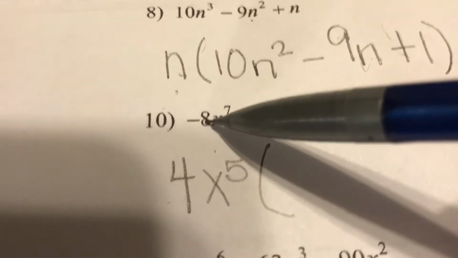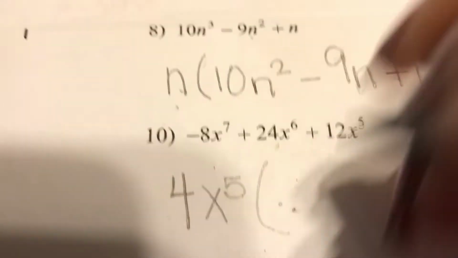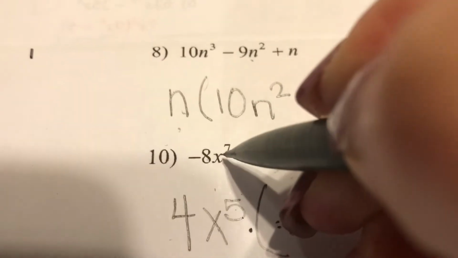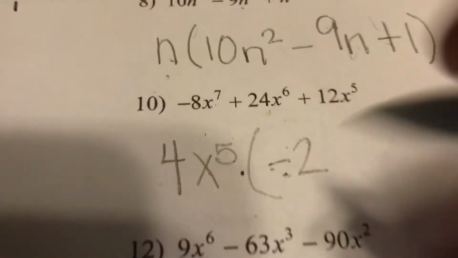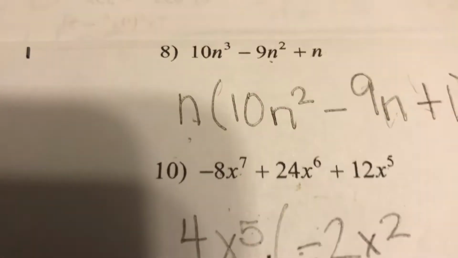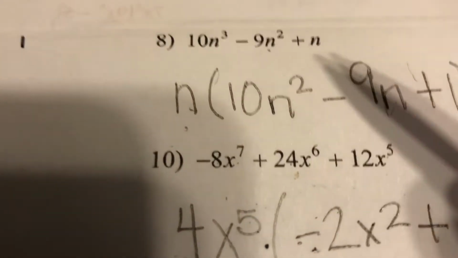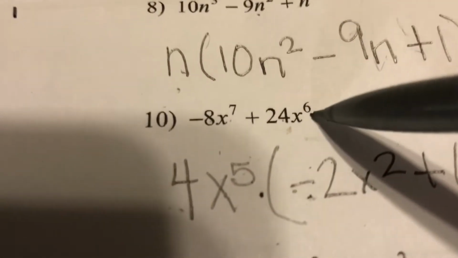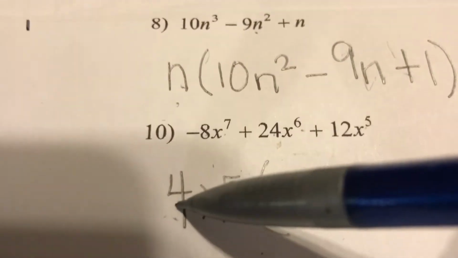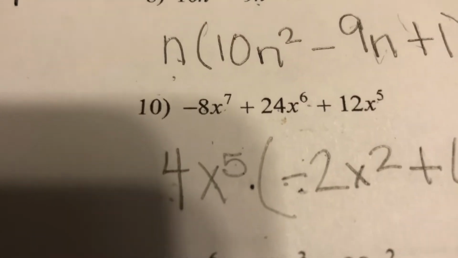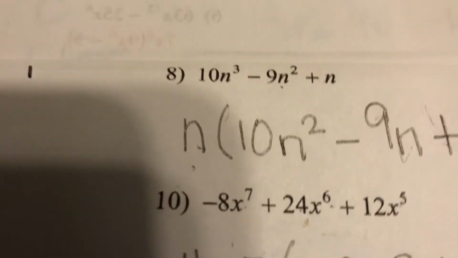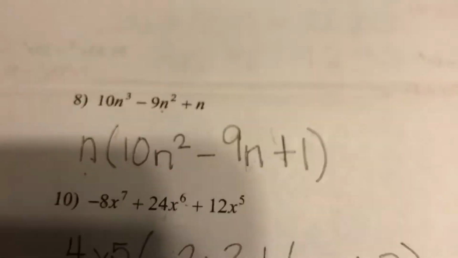Well, 4 times negative 2 would give me this negative 8. X to the 5th times x to the 2nd would give me x to the 7th. 4 times 6 would give me 24. X to the 5th times x would give me x to the 6th. Then 4 times 3 would give me 12. And I already have an x to the 5th, so that's all I need. Okay?